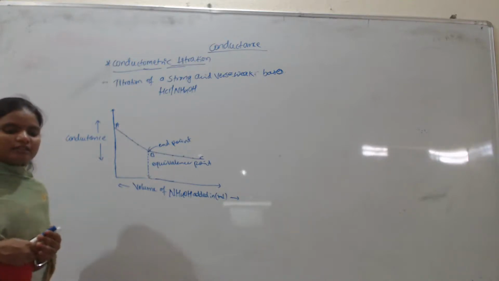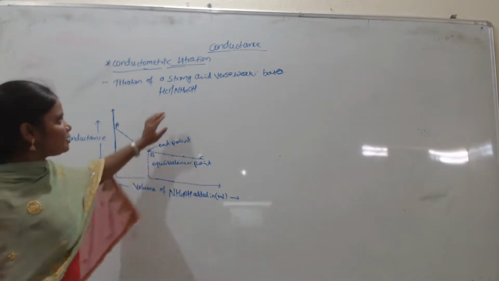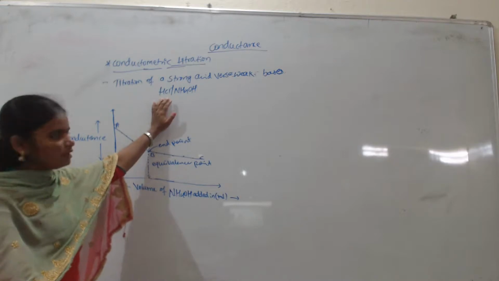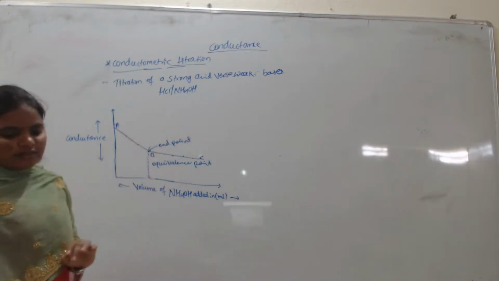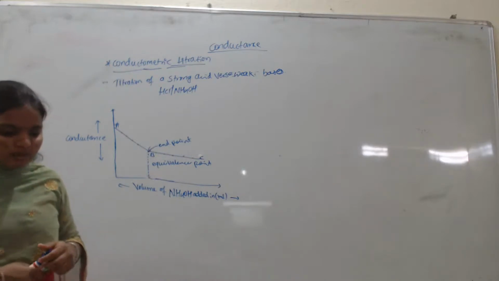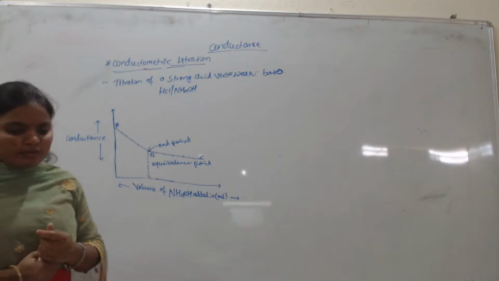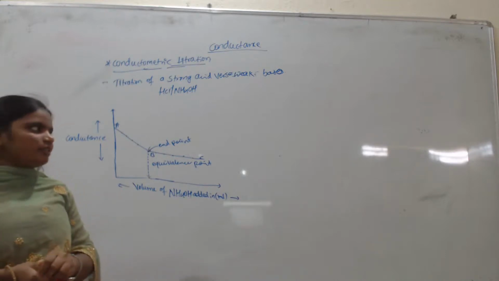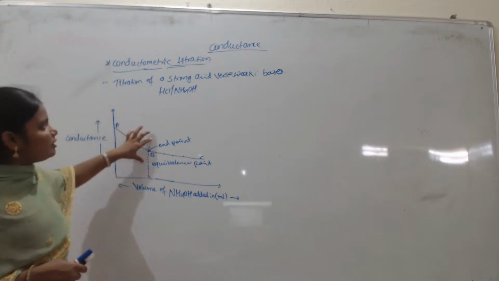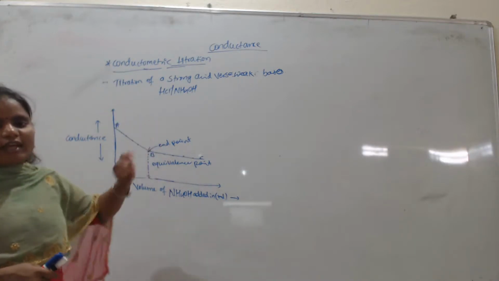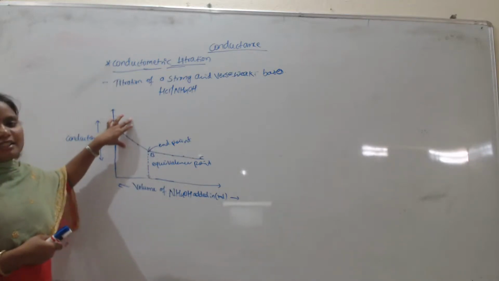And here, in this case, you considered HCl, hydrochloric acid, titrated against ammonium hydroxide solution. The conductance of HCl solution is initially high, because the conductance of hydrogen ions is very high. The graph comes like this.